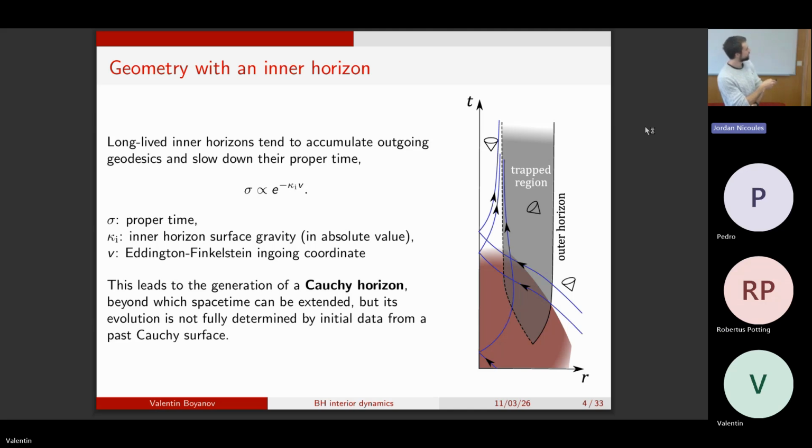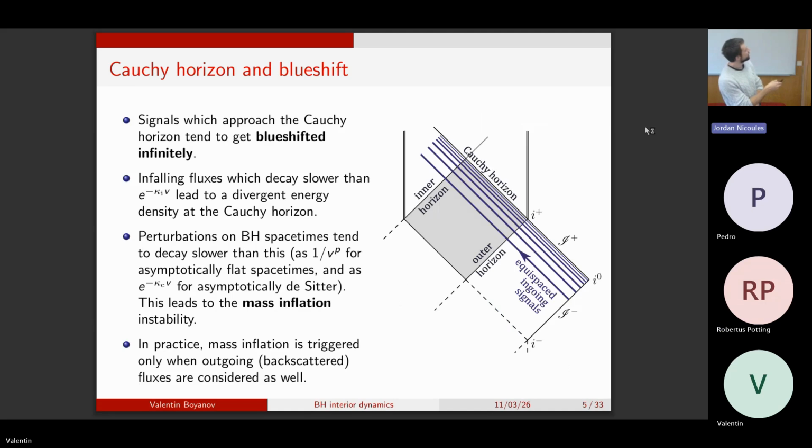And the relation in particular is that the affine parameter of the geodesics has this relation with the advanced time v of the exterior, where kappa_I is the surface gravity of the inner horizon, absolute value. And this leads to the formation of a Cauchy horizon, beyond which these geodesics can be extended, and space-time itself can be extended. And in a causal diagram, it looks something like this.